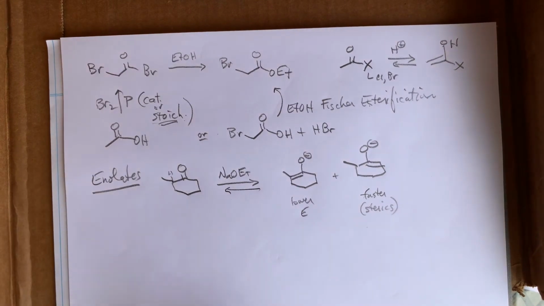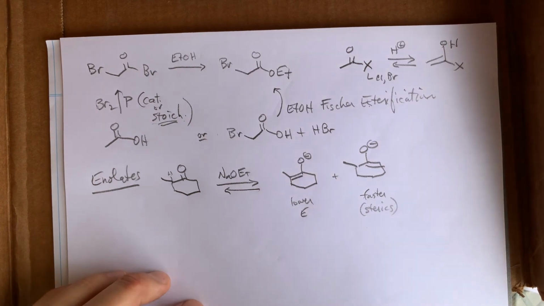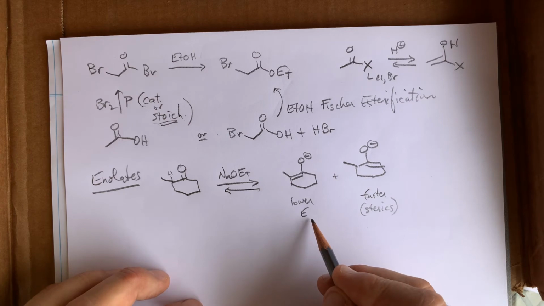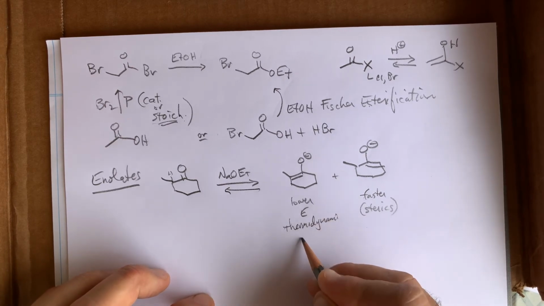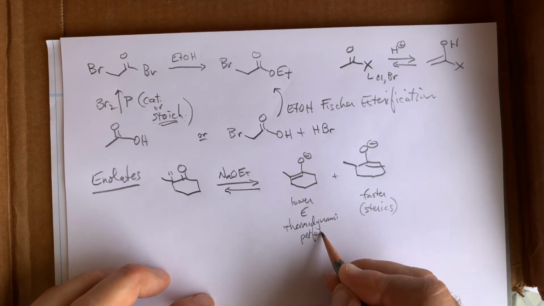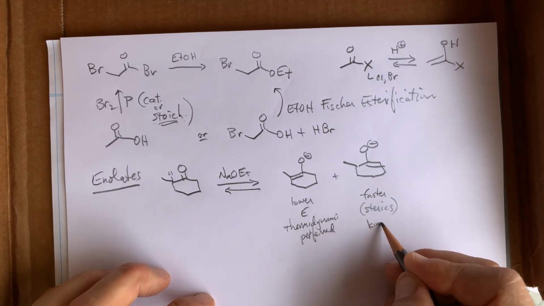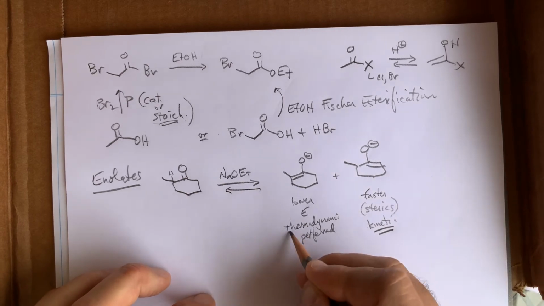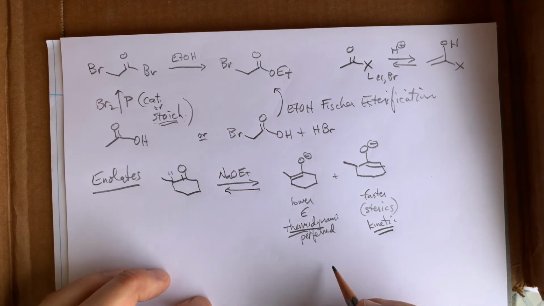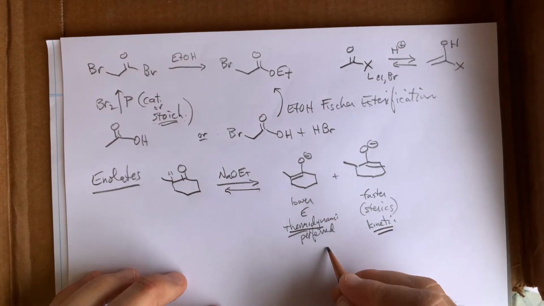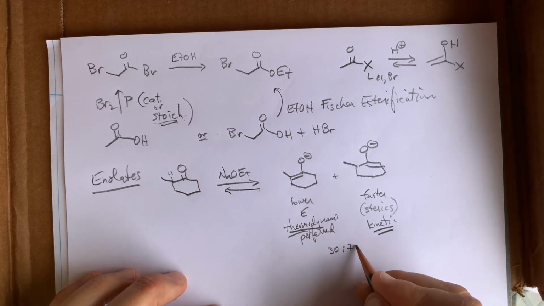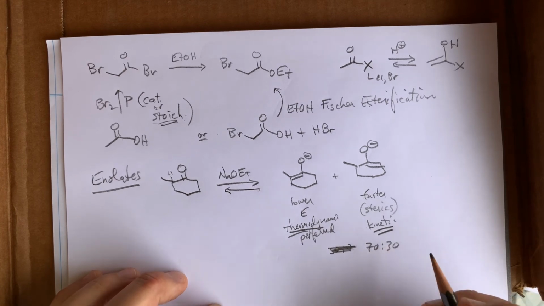However, these enolates are like alkenes. They're very much like alkenes. Take a C13 NMR spectrum and you'll see that. Lower in energy, so that's thermodynamic, preferred. And so we like to think of this as the kinetic enolate, and this is the thermodynamic enolate. And if you do this with sodium ethoxide, you get about a 70-30 mixture.